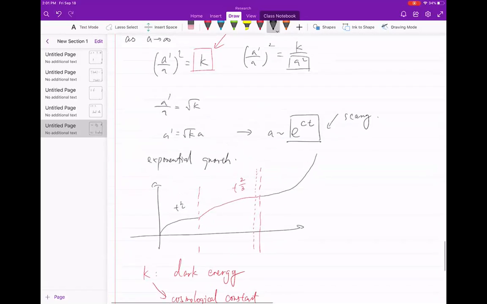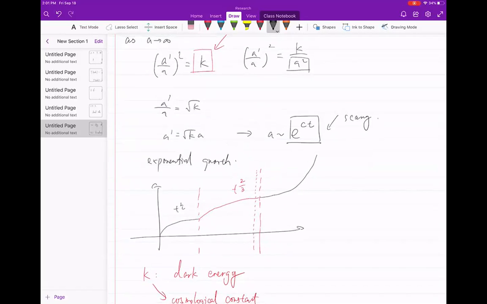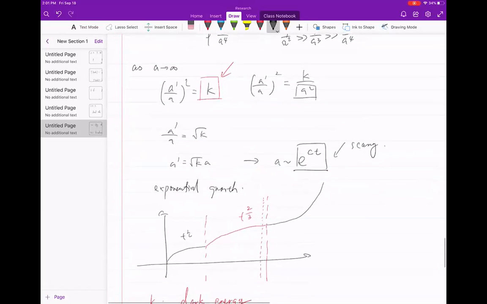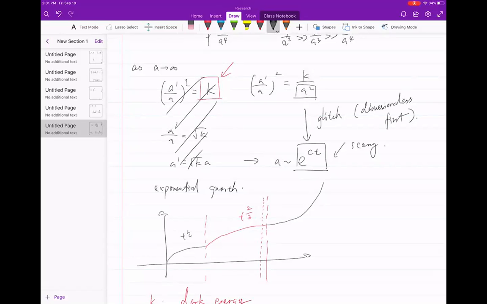The only glitch here is somehow I jumped from here to here. So I should cross this out. The original thing does have this. This is where the glitch is. My suspect is I should have made it dimensionless first. Otherwise, the unit is somehow playing something there. Dimensionless first. Okay, I think that's where the mistake is. All right.